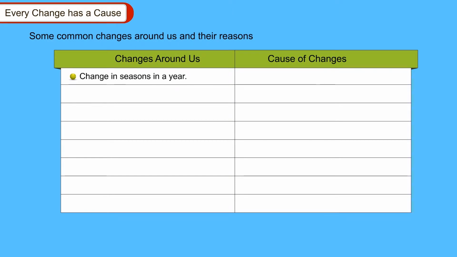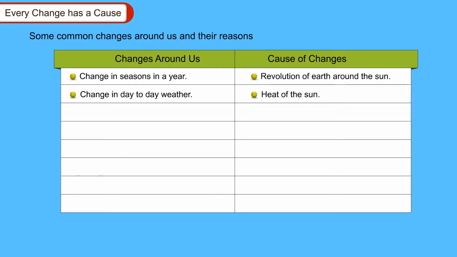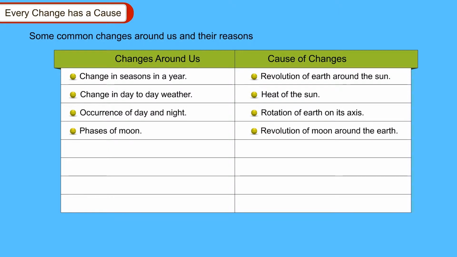Change in seasons in a year: revolution of Earth around the Sun. Change in day-to-day weather: heat of the Sun. Occurrence of day and night: rotation of Earth on its axis. Phases of Moon: revolution of Moon around the Earth.